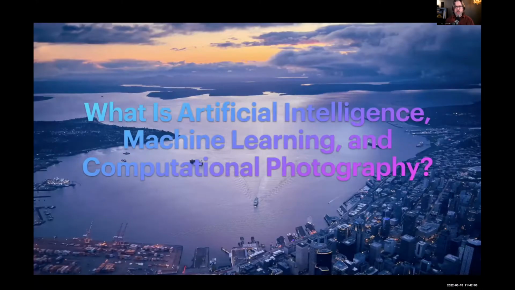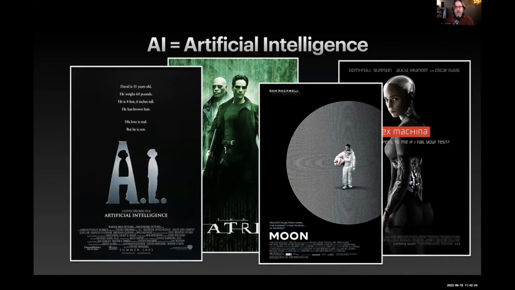All right. I think already I've said artificial intelligence, machine learning, and computational photography. And those terms get thrown around a lot. So let's kind of nail down what these mean, because they actually have specific meanings, but they're used in really weird ways. So AI is artificial intelligence. And when you hear AI, you probably think of these types of things, these sci-fi movies. And it's a catch-all term.